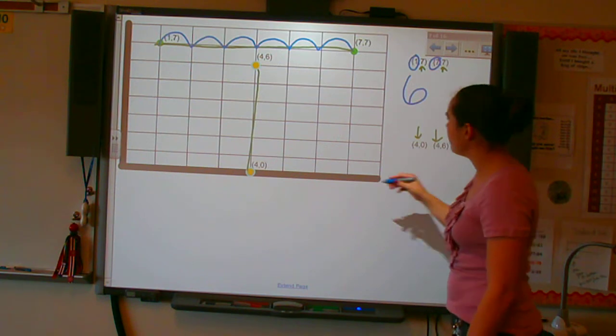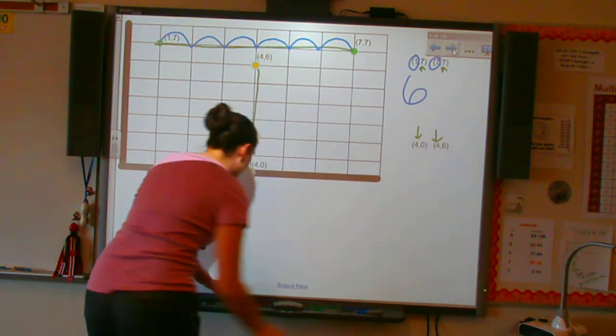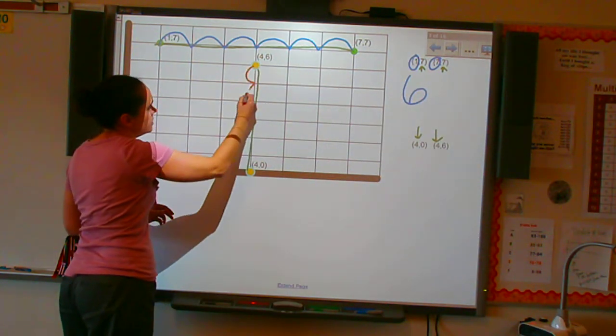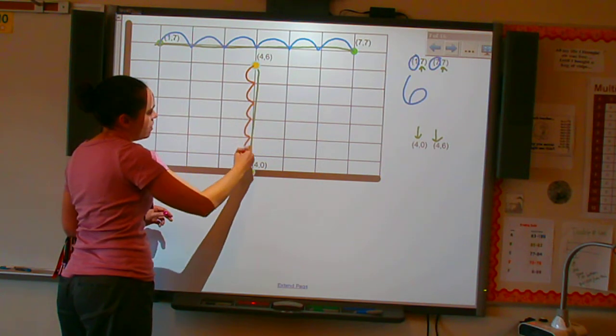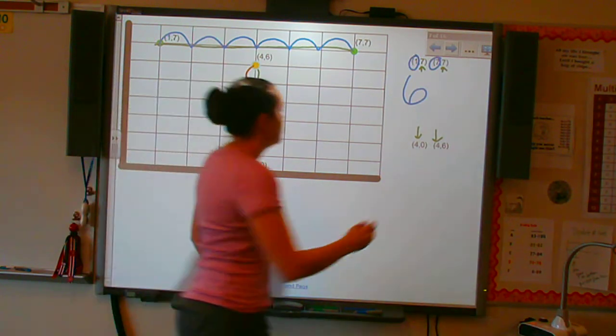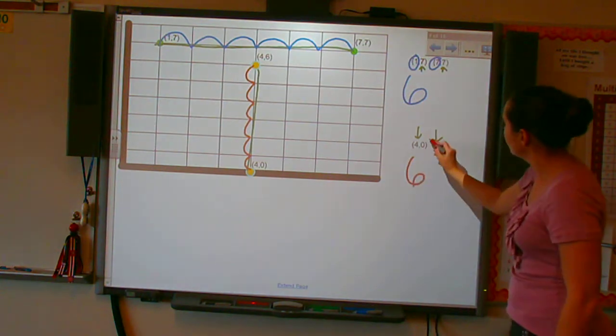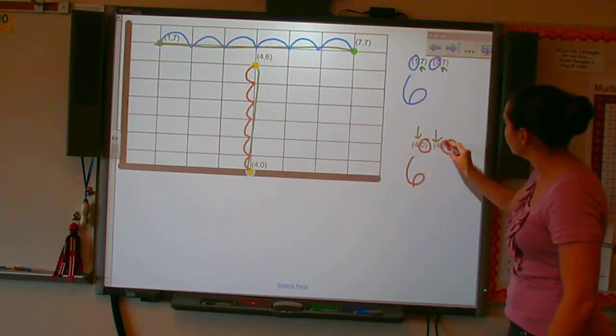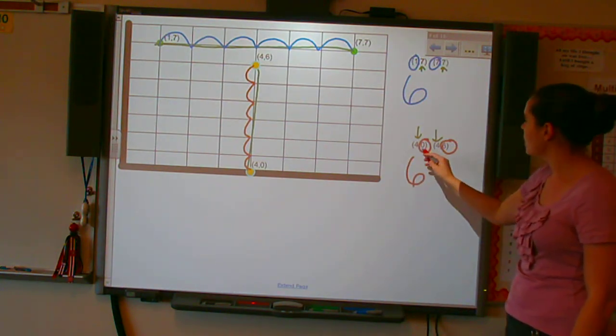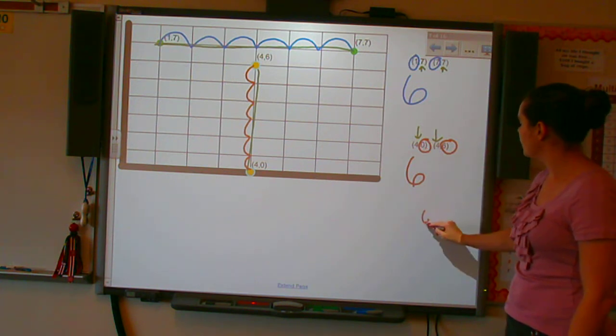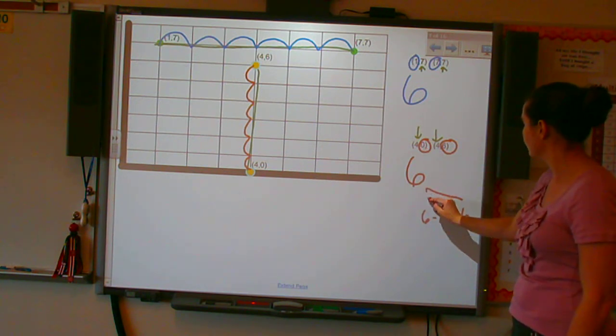All right, looking at my vertical, 1, 2, 3, 4, 5, 6. So the distance here is 6. Notice I have a 0 and a 6. They're both non-negative numbers, so the difference between 6 and 0 is 6.